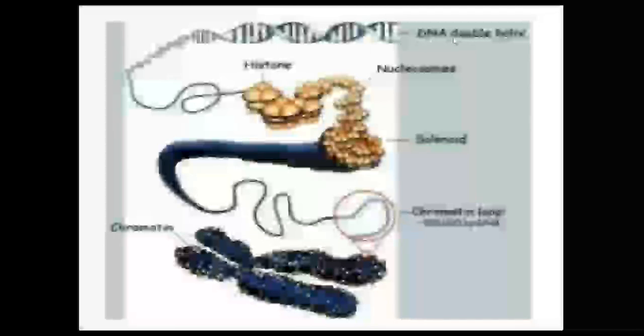So this is a DNA double helix. The DNA double helix is forming nucleosomes with histone proteins, and these nucleosomes will form a solenoid. So that means the chromatin fibers come very close together, and these chromatin fibers are finally forming nucleosomes.